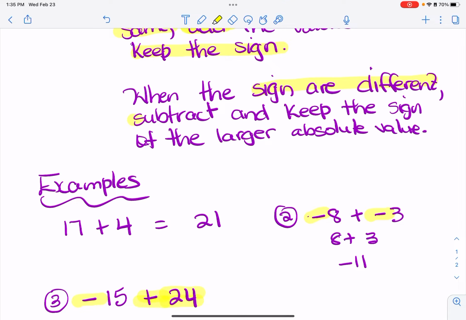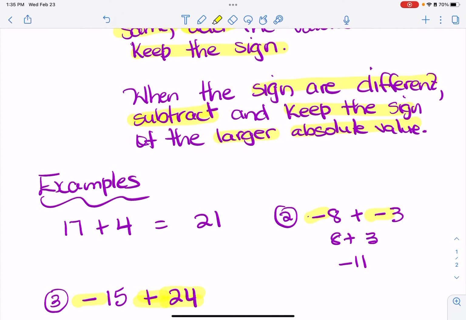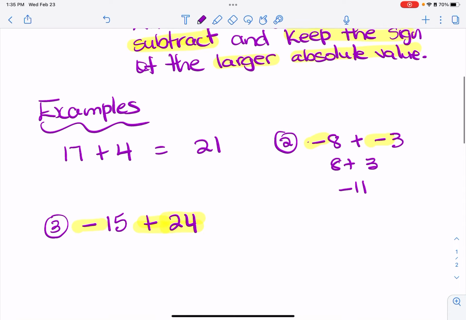The rule says to subtract and keep the sign of the larger absolute value. Now, absolute value is the distance of a number from 0. So I may do a separate video on absolute value, but the absolute value is just the distance from 0. Another thing about absolute value, it is always positive because distance is always positive. Let's continue with our example.